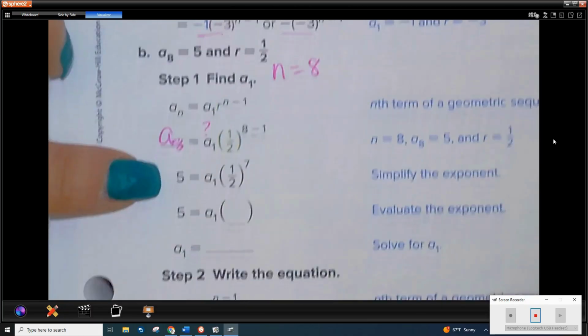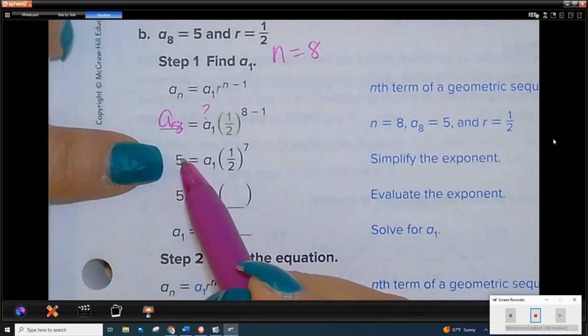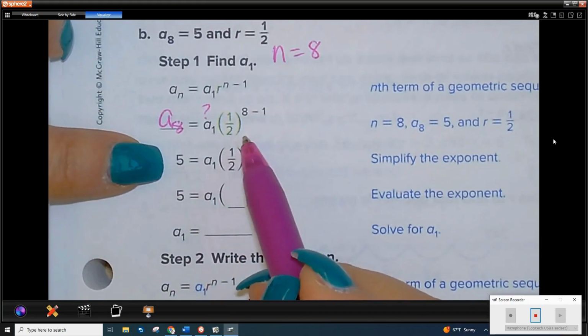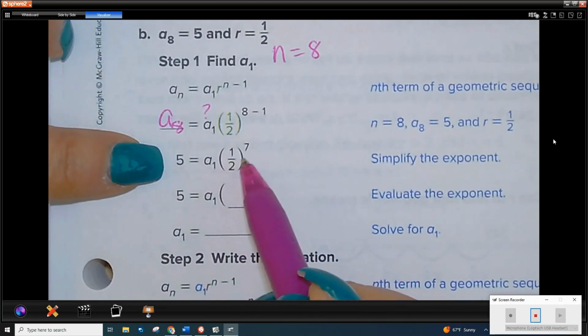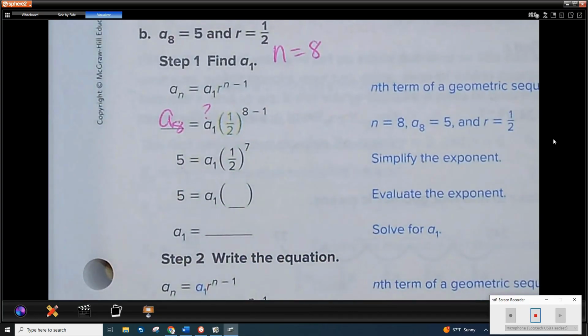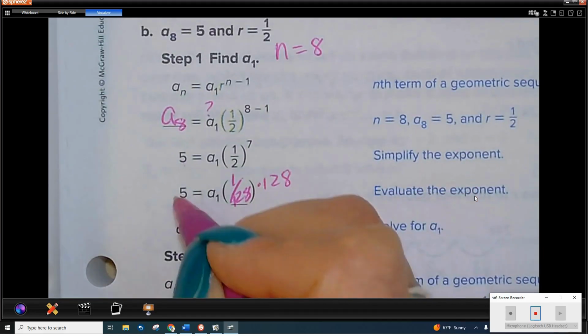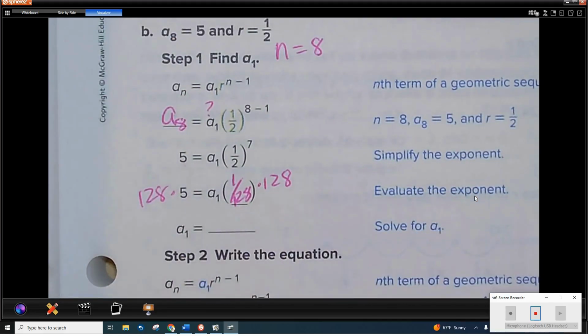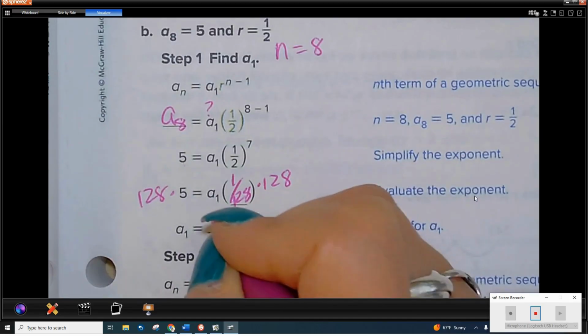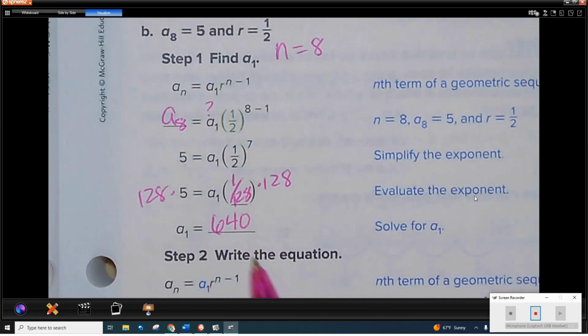So we substitute A8, the 8th term, is 5. n minus 1 is 7. So 1/2 to the 7th is 1 over 2 to the 7th. I don't know it. 128. Okay, so then I multiply by 128. Since that's a fraction, it cancels. And times 5, and I get 640. So my A1 is 640.